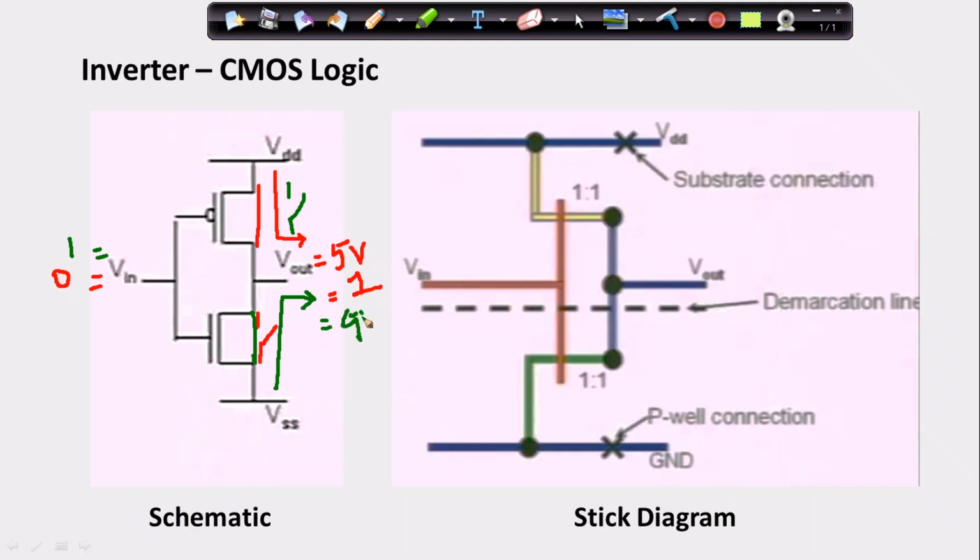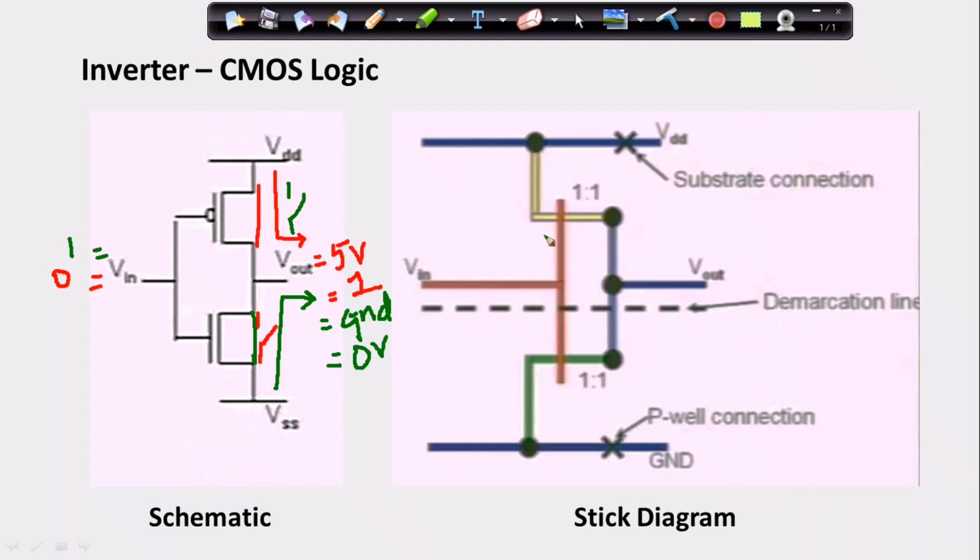So what actually we'll be having? We'll be having 0 volt. So that is nothing but my logic 0. So this is the basic working of our CMOS inverter.